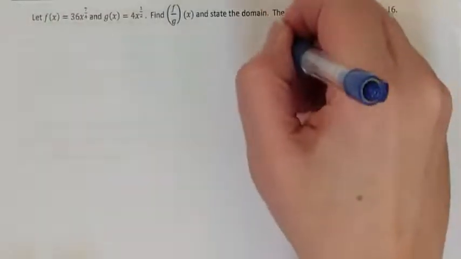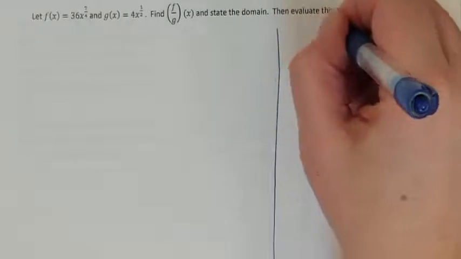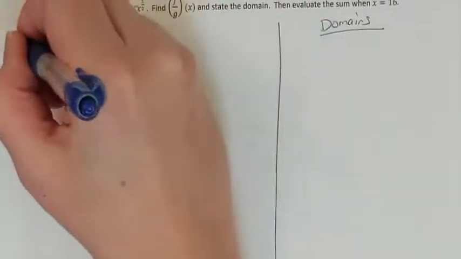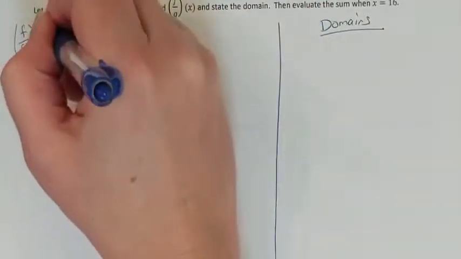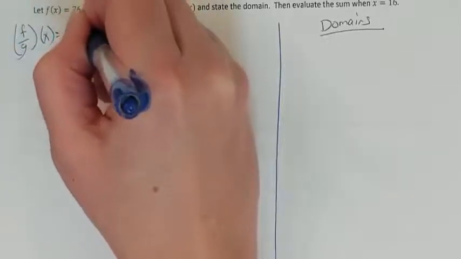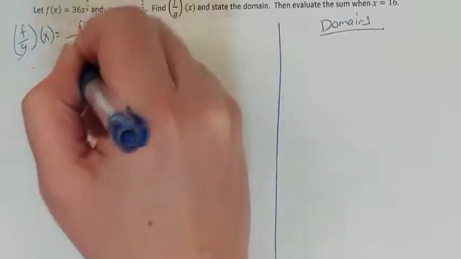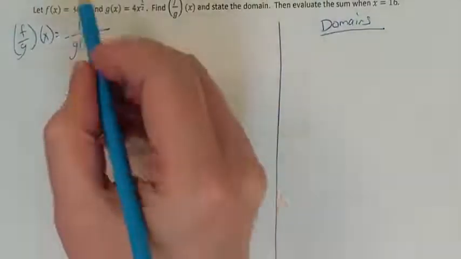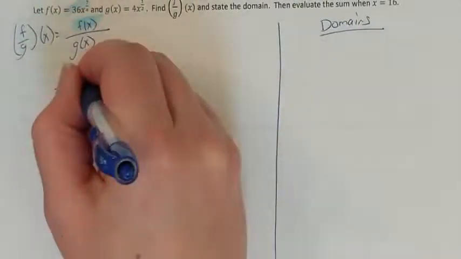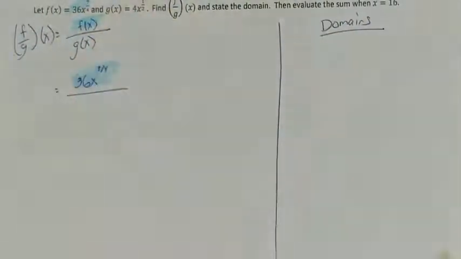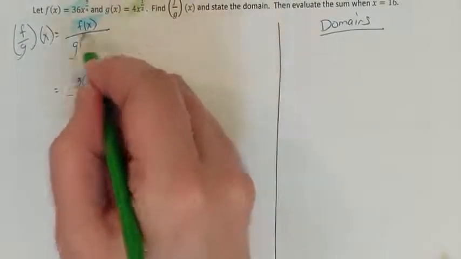Last problem. Here's my space for my domains. I am being asked to do f divided by g of x, which means I need all of f, and I have to divide it by all of g. My f rule divided by my g rule.